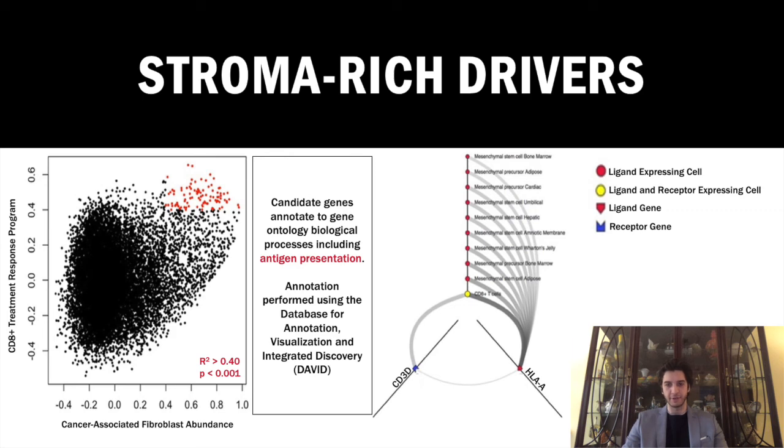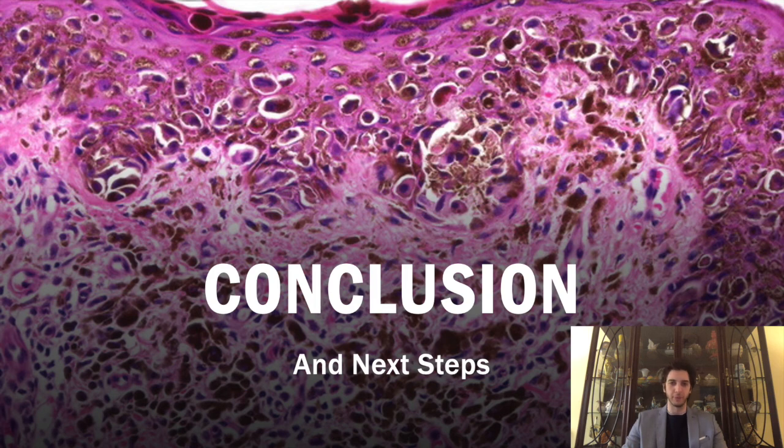To further test these interactions, we analyzed the effects of receptor-ligand pairs between fibroblasts and CD8-positive cells using the PHANTOM online repository. In keeping with our annotation findings, we detected an HLA-A and CD3D interaction between cancer-associated fibroblasts and CD8-positive lymphocytes. So, where do we go from here?